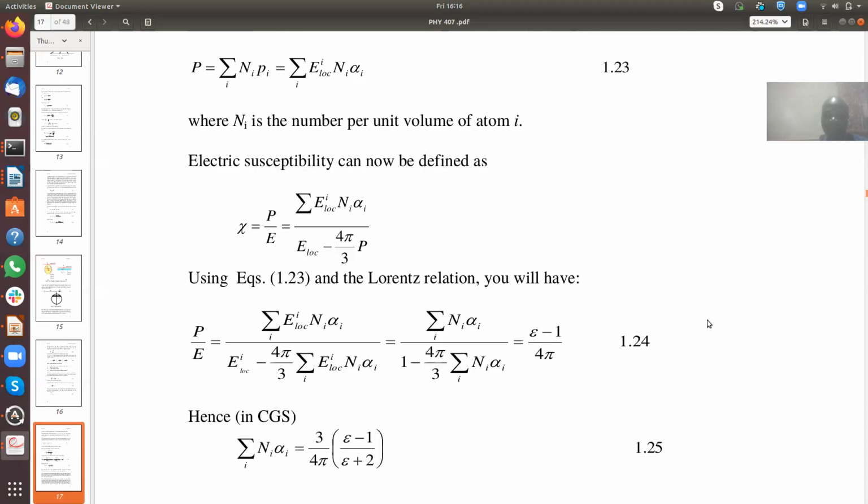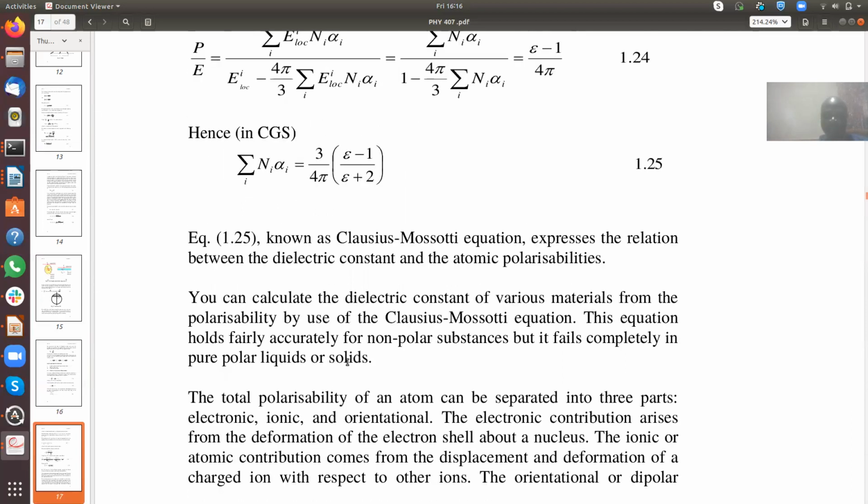So take note of this, because you can be asked to write this in terms of the Lorentz relation in an examination. This will lead us to equation 1.25, and this equation 1.25 is what we call the Clausius-Mossotti equation that expresses the relation between the dielectric constant and the atomic polarizability.